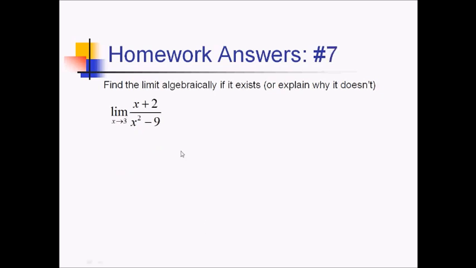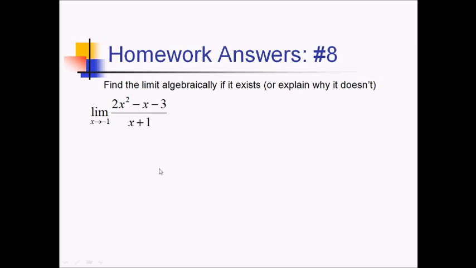For this problem, we want the limit as x approaches 3 of this expression. Now I can see if I plug 3 in the numerator, I'm not going to get 0 up there. So I don't have to worry about factoring and canceling anything. I'm just going to plug 3 in everywhere and see if this comes out to a number or undefined. So we're going to have 3 plus 2 over 3 squared minus 9. That's 5 over 0. Since I have 0 in the denominator and I don't have 0 in the numerator, that means this is a vertical asymptote, so my limit does not exist.